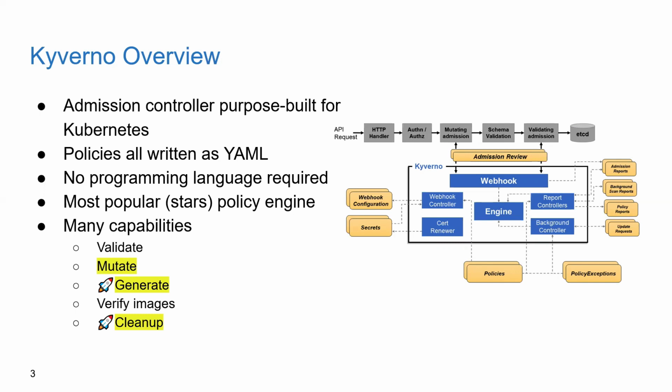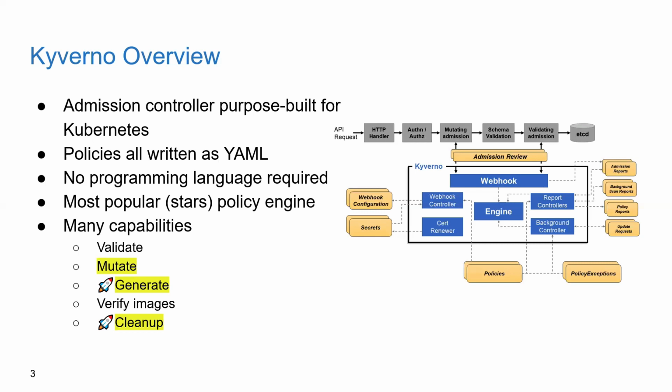Kyverno has a lot of different capabilities, all of which we're not going to cover here, but these are listed below. Kyverno can validate resources. This is your quintessential yes or no response that most policy engines begin and end at. Here's a resource from the API server. Should it be allowed, yes or no? Kyverno also has the ability to mutate or change resources that are submitted to it, both new resources as well as existing resources in the cluster.